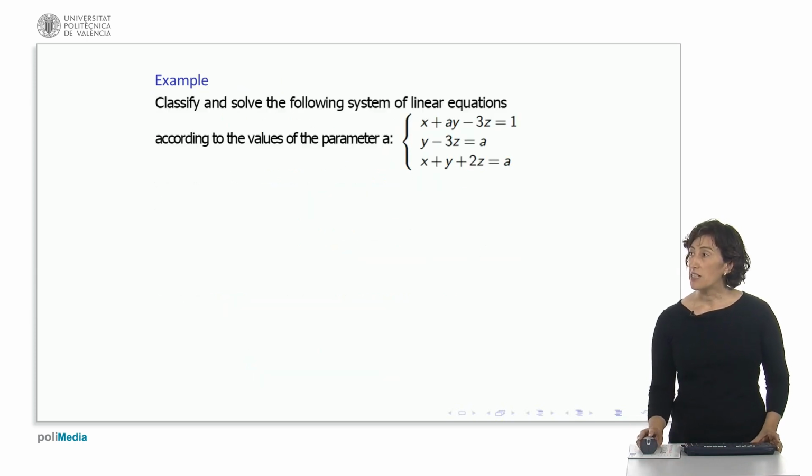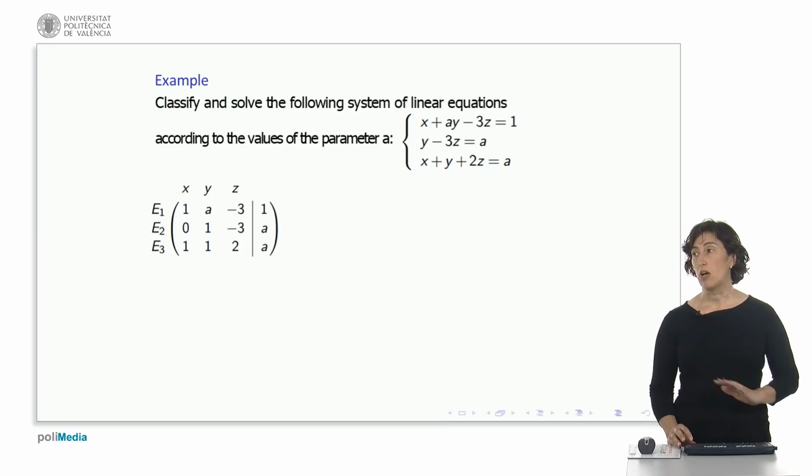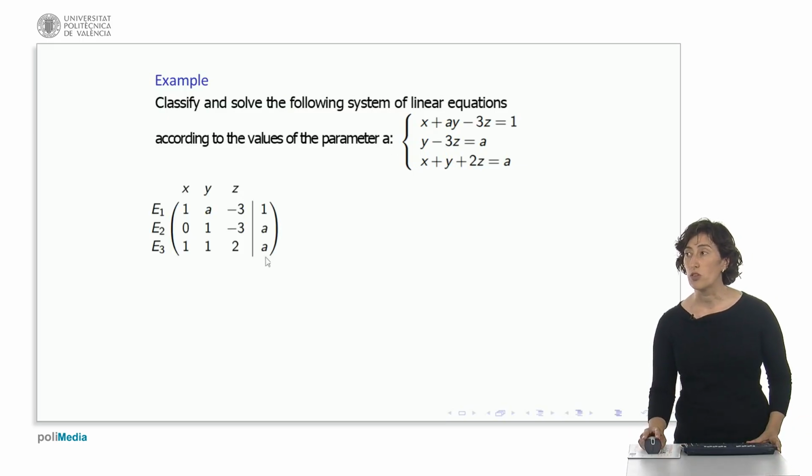Let's see this other example. If the system is x plus a times y minus 3z equals 1, y minus 3z equals a, and x plus y plus 2z equals a, well, again, we apply the Gauss method. Equation 1, equation 2, equation 3, the x's below x, the z's below z, and so on, putting the parameters where they correspond.